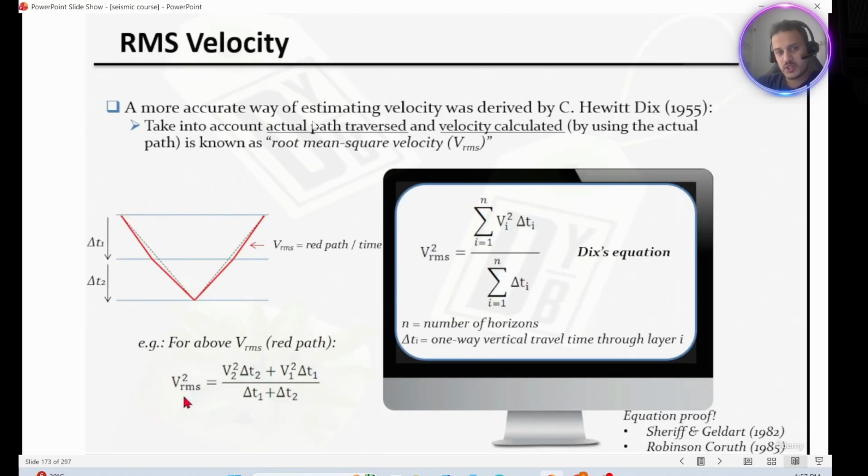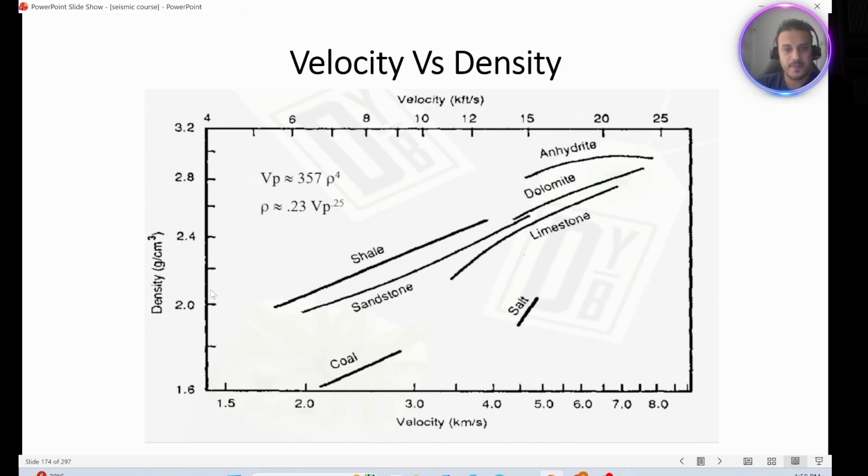A more accurate way of estimating velocity was derived by Hewitt-Dix in 1955. This takes into account the actual path traveled, and the velocity is calculated by using the actual path. So this is the square root of the mean square velocity. You calculate V2 multiplied by the time. This is one-way travel time, and then the velocity for the first layer multiplied by the first one-way travel time, and then this is divided by the total travel time, and then we take the root mean square of V to get the VRMS. And this is the velocity with the density.